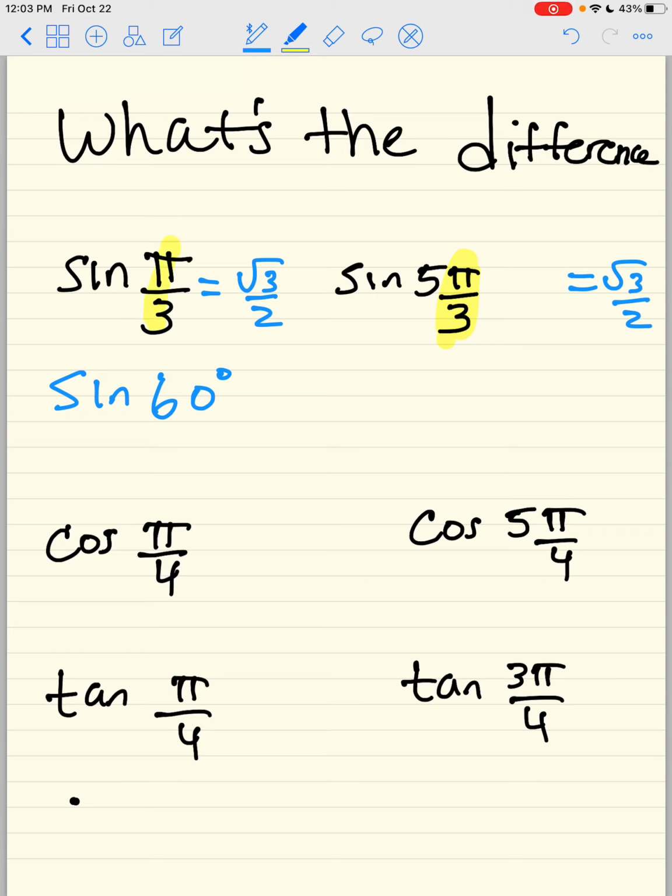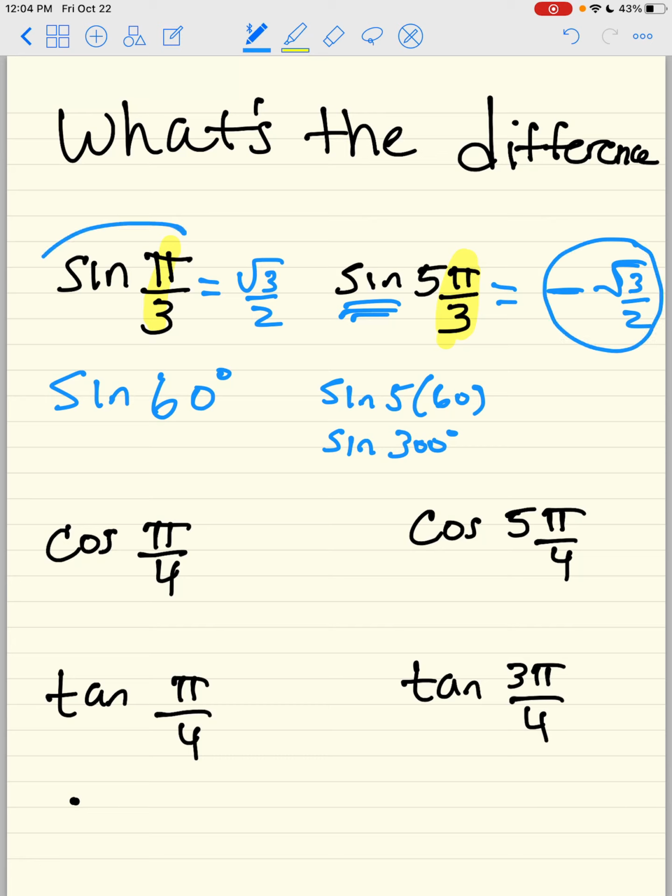And now we have to ask ourselves, what is 5 times 60 degrees? So that's going to be 300 degrees. 300 degrees is in the fourth quadrant. Fourth quadrant means cosine is the only thing that's positive. Since this is sine, we're going to change our value to a negative. That's the only difference. If you didn't get that so well, let's do the next one.